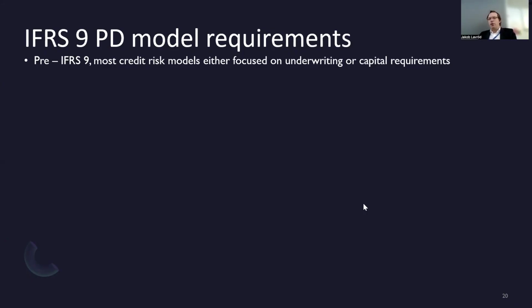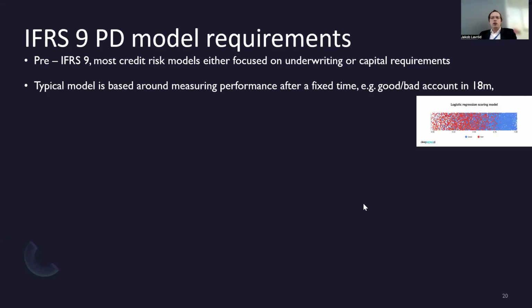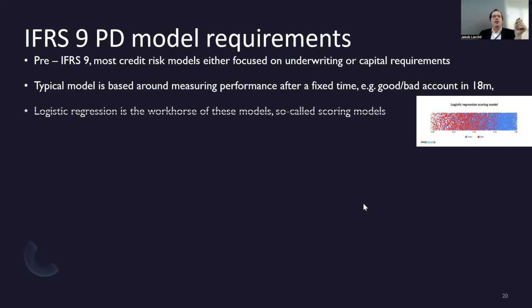But if you look at, for example, the PD, pre-IFRS 9, most credit risk models focused on either underwriting or capital requirement. And that meant that they typically focused on some fixed window. So in, for example, IRB, you focus on a 12-month window. In underwriting, you often use something between 6, 12, 18 months. But you have this very fixed thinking. You say, in 12 months or in 18 months, I go and check the customer. Are they performing or non-performing? So it's a yes or no question. Your model is a very binary thing. This is the reason why logistic regression is so common in the modeling, because you're only asking a yes or no question, and logistic regression was built to handle yes or no.